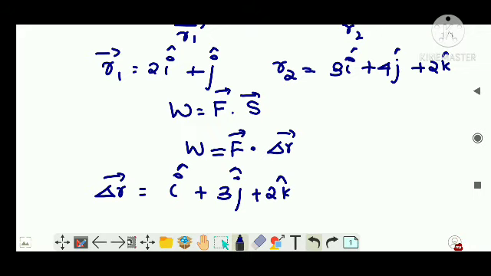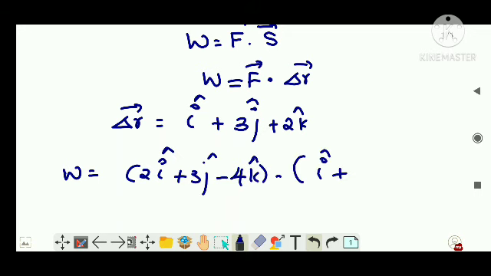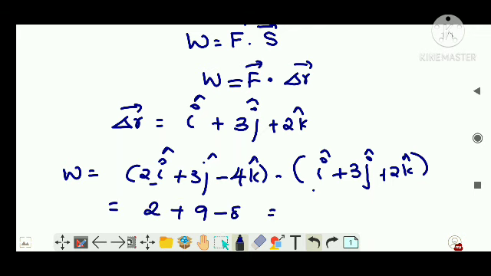And the force vector is also given. Now work, a very easy question, is equal to 2i plus 3j minus 4k dot i cap plus 3j cap plus 2k cap. How would you do the dot product? Just multiply the items. 2 into 1 is 2, plus 3 into 3 is 9, minus 8. 9 minus 8 is 1, 1 plus 2 is 3. You will get the answer as 3 joules. Clear? So this much is the work done by the force.